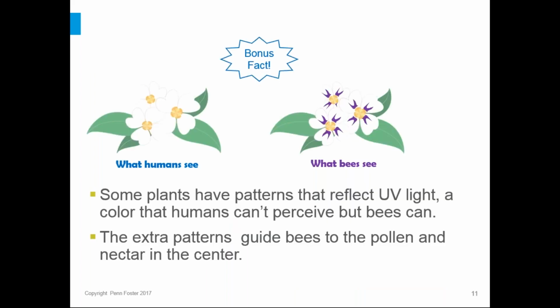And here's a cool fact that's not in your textbook. We see a lot of pretty patterns on flowers, but many of the flowers actually have extra patterns that we can't see. Some plants have patterns that reflect UV light, ultraviolet light. It's a color that humans can't perceive at all, but bees can. So we may look at a flower and see plain white petals, but a bee looks at it and sees an area in the middle with a different color, guiding her to the pollen and nectar at the center of the flower.